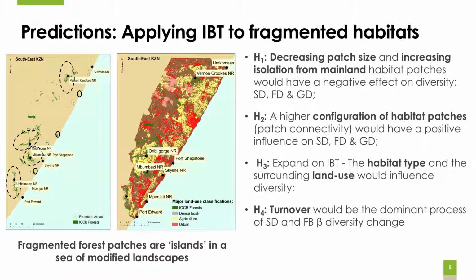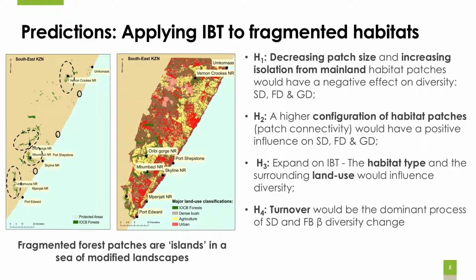So we're taking this island biogeography theory and applying it to fragmented habitats. These fragmented forest patches can be seen as islands in a sea of modified landscape. This is particularly the case in southern KZN, where we've got lots of indigenous forest patches, but these patches are surrounded by sugarcane, so lots of agriculture, lots of urbanization.